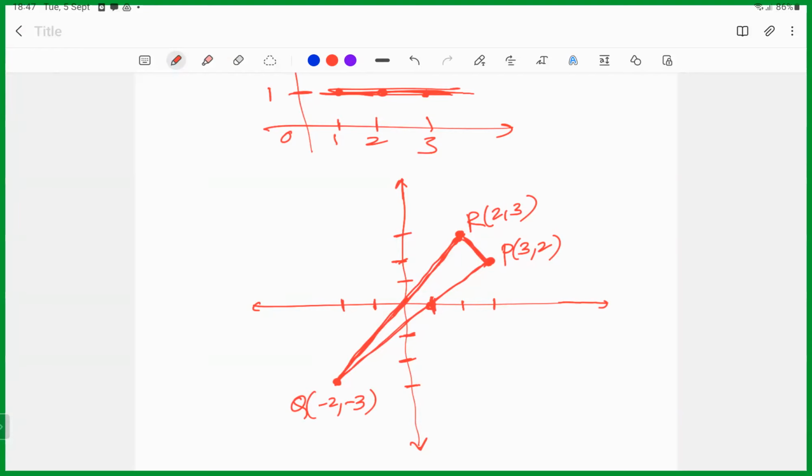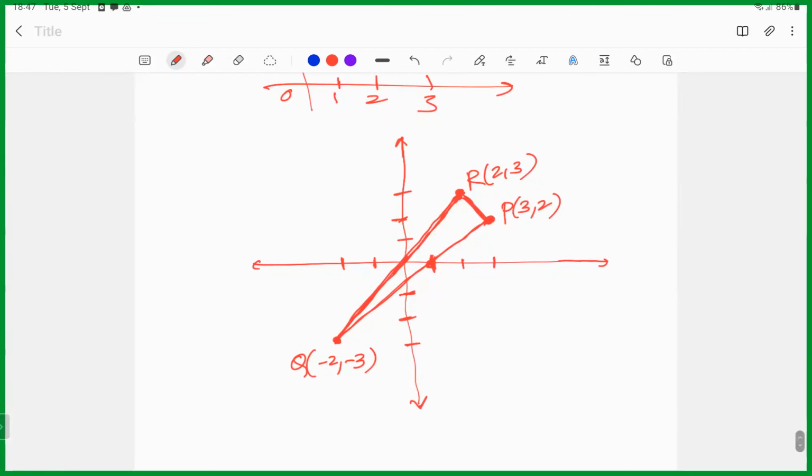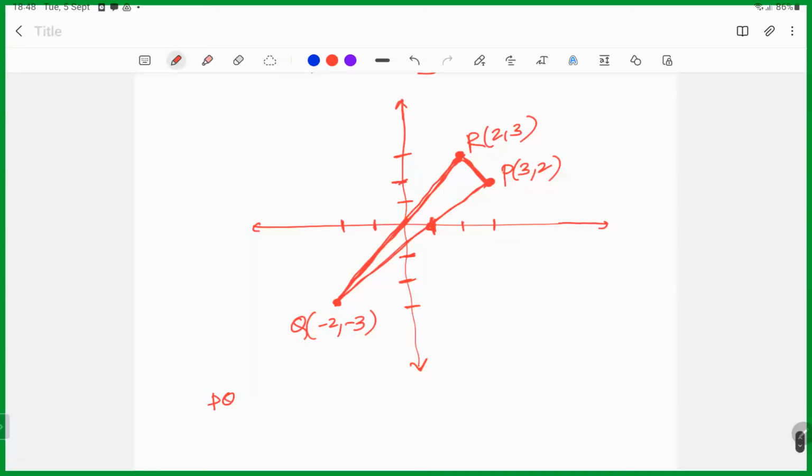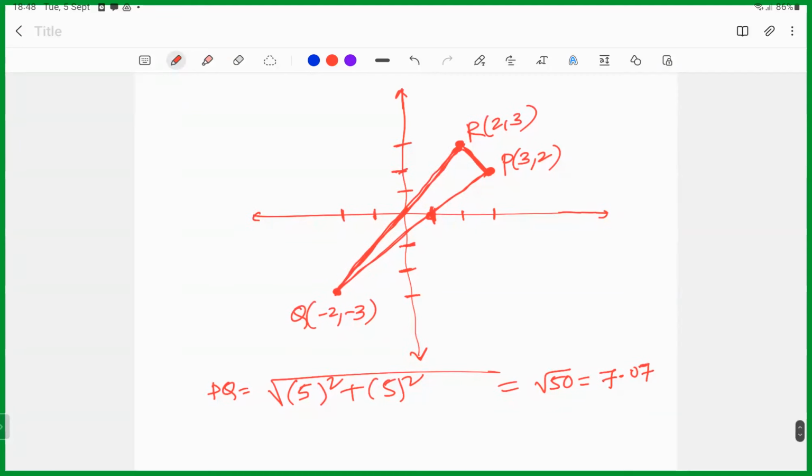So for that, what we need to do? Let's find out the distances: PQ, QR, and PR. PQ equals the square root of 5 square plus 5 square, right? Equal to square root of 50, which is approximately 7.07. Why did 5 square come up? Right. x2 minus x1 equals 5, y2 minus y1 equals 5.